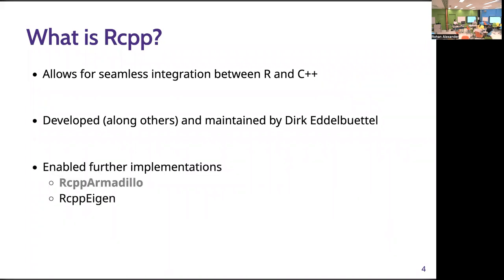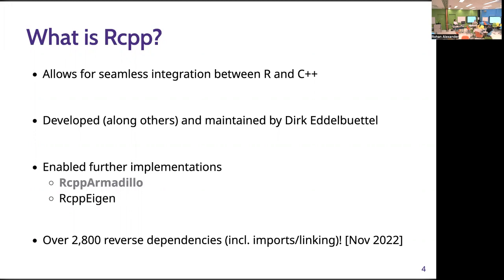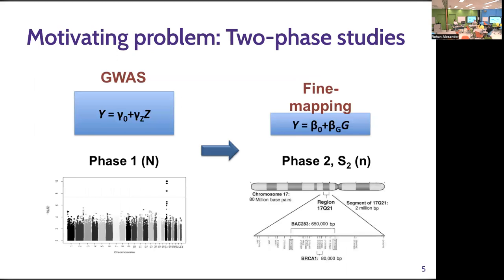This has enabled further implementations. Most of my work relies on RcppArmadillo, but there is other very cool work relying heavily on RCPP. By a count that I made, there are over 2,800 reverse dependencies. You can imagine, right? The last count of available CRAN packages, I think, was about 10,000 or so. So quite a bit of the packages depend on RCPP under the hood, which speaks to the relevance of RCPP these days.